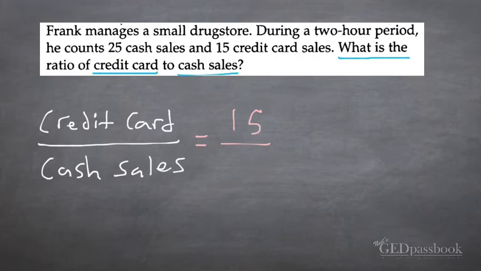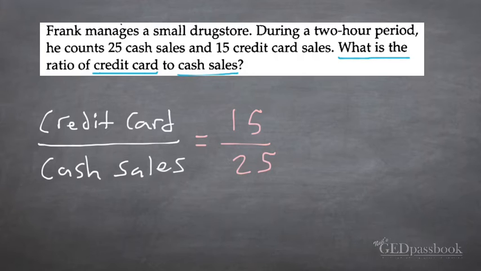Over how many cash sales? Come on, folks. 25. Okay, boom, you have your ratio, 15 over 25. If you put that answer down, you are incorrect. The reason why is because guess what? It's not in its simplest terms. So just like last week, your fractions, I'm going to be strict this week. It must be in simplified, lowest terms.